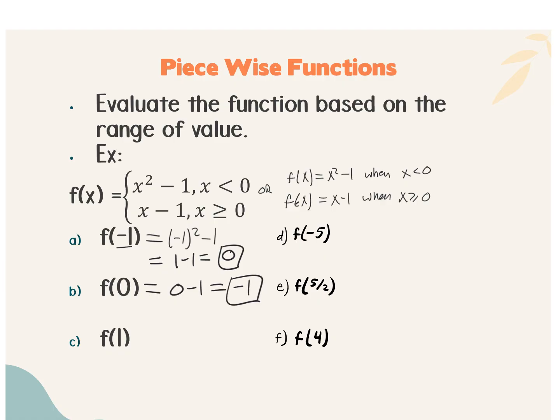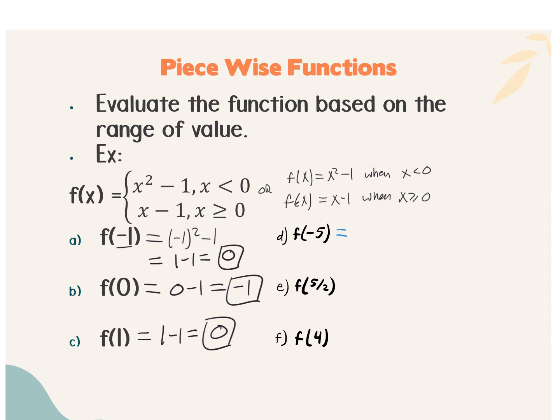And that's, in general, the process that we're going to do. So I'm going to look at f of 1. Again, ask yourself, is 1 less than 0, or is 1 greater than or equal to 0? It's greater than or equal to 0, so I'm going to plug it into the second one. So 1 minus 1, so f of 1 is going to get you 0. And then I added a couple more problems in here just so that you guys can get a little bit more comfortable with it.